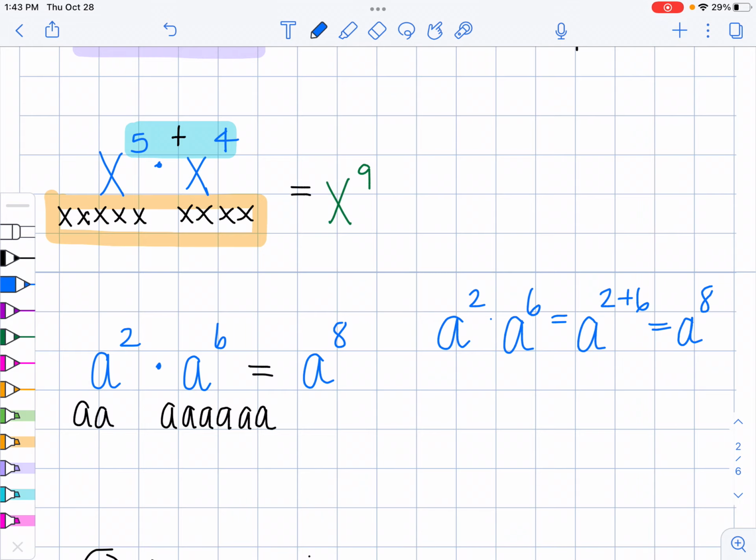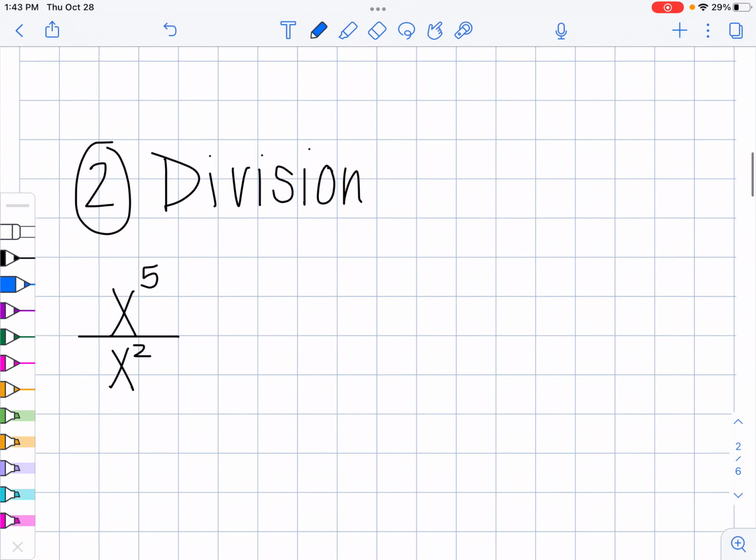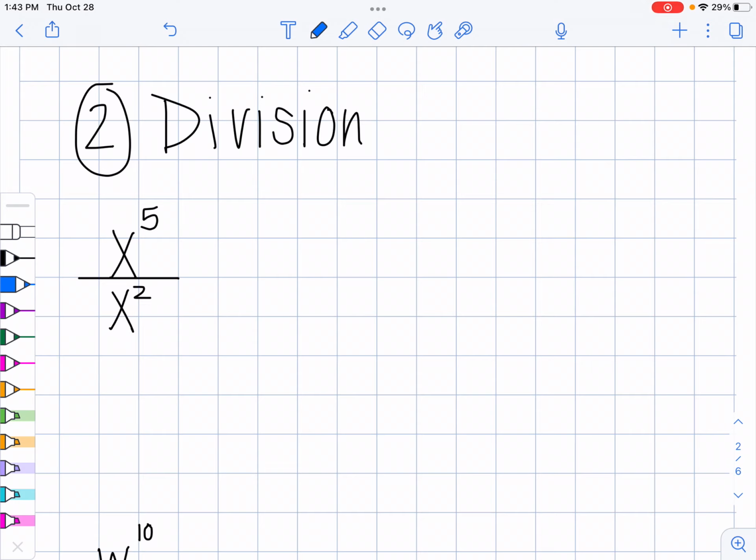Okay. Next rule. Division. We're going to do the same concept. So x to the 5th means, again, 5 x's. 1, 2, 3, 4, 5, and x squared means 2 x's. Okay, so here's something that you also need to remember. Anything divided by itself is equal to 1. 2 divided by 2 equals 1. 10 divided by 10 equals 1. X divided by x equals 1.